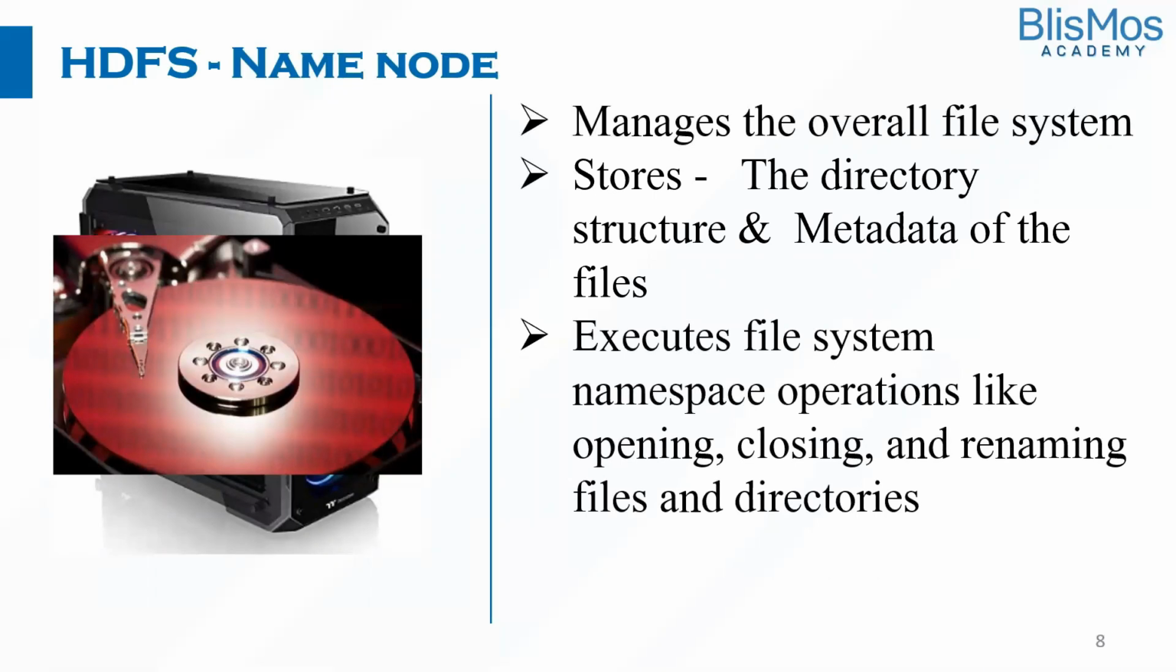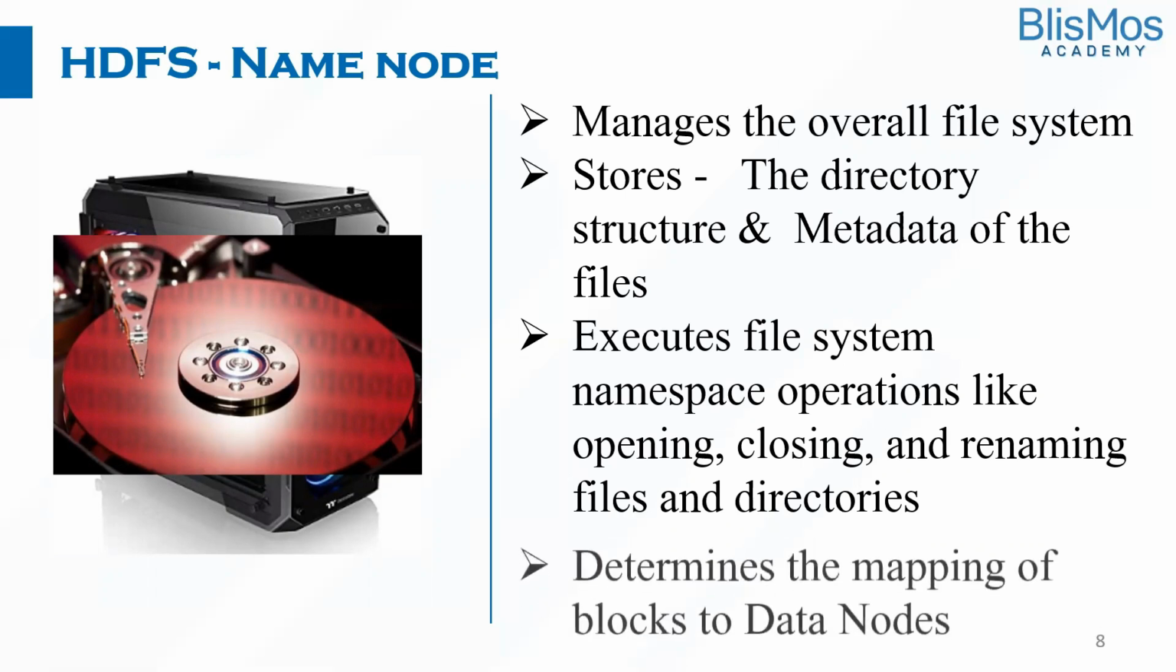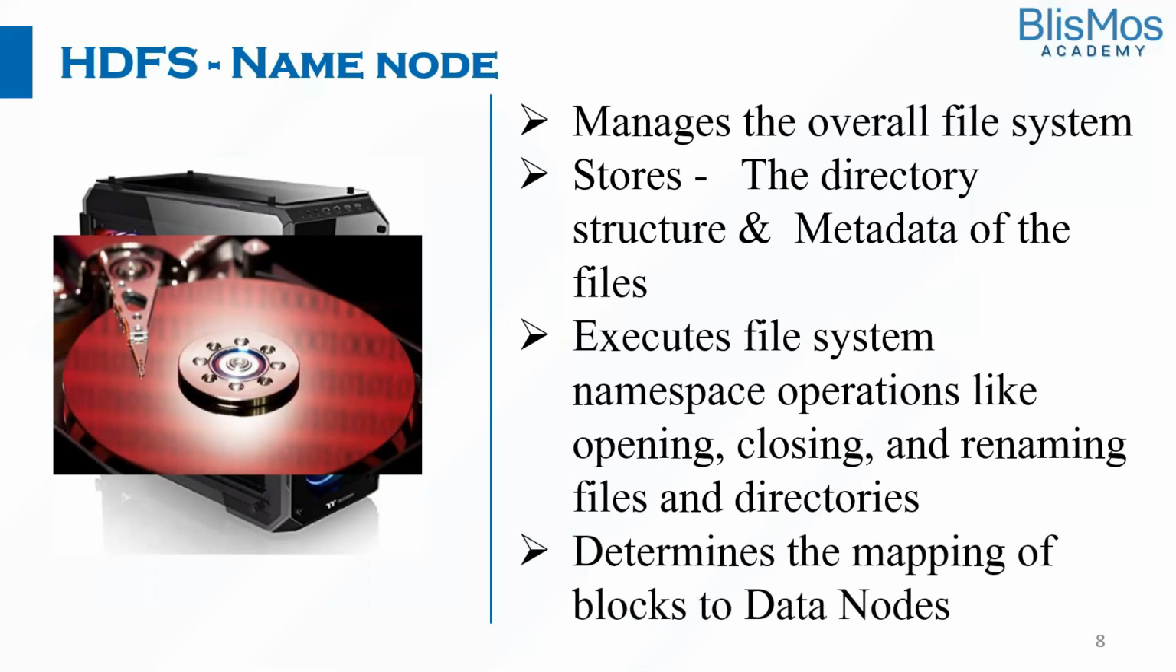It also executes namespace operations like opening a file, closing a file, renaming a file, and opening, closing and naming a directory. All these things are also done by the name node. And a very important thing is that the name node determines the mapping of the blocks to the data nodes. Data nodes are the ones holding the data, so the name node determines which block is there in which data node.